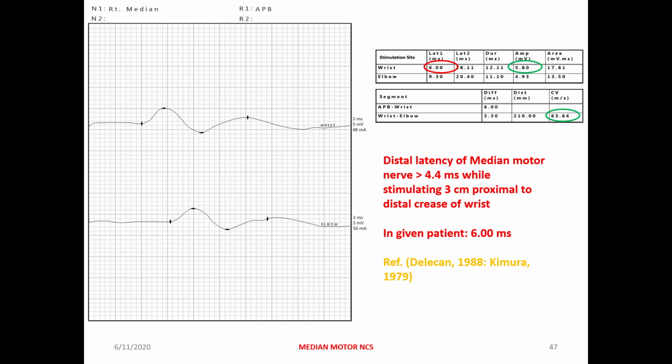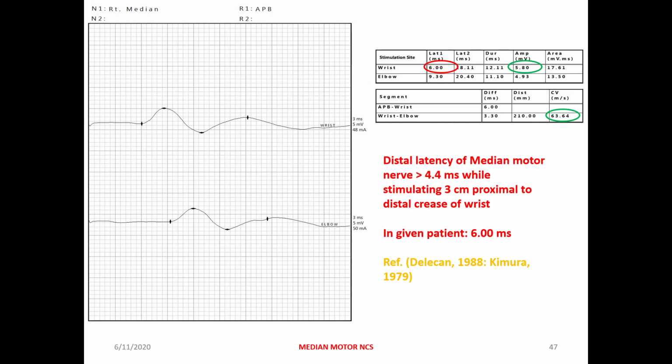So whenever the impulse is passing from the wrist to APB, latency will be prolonged. Clear? But again, velocity will be normal. Why? Because the velocity will be between wrist and elbow in case of motor nerve. Is this clear? So latency in case of motor nerve will be prolonged, because it has to pass from compression. But velocity will be calculated between wrist and elbow, where the nerve conduction is normal. So amplitude and velocity will be normal, but latency will be prolonged for motor nerve.